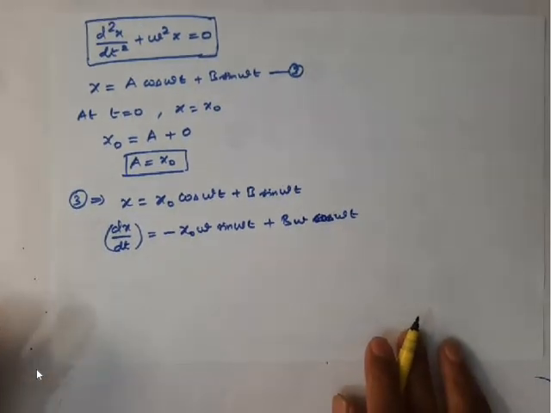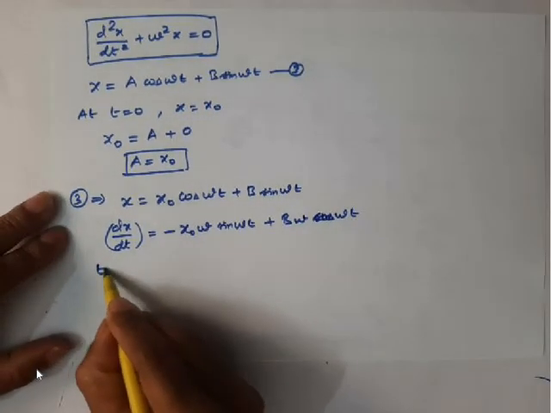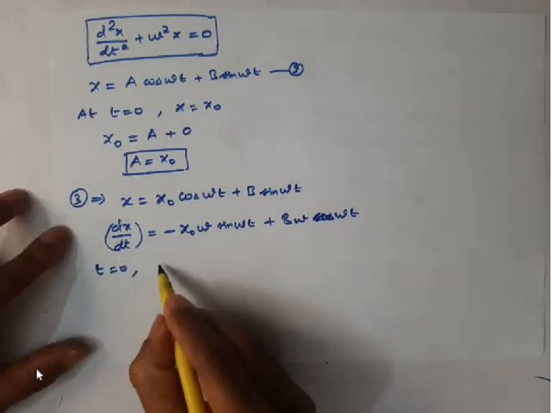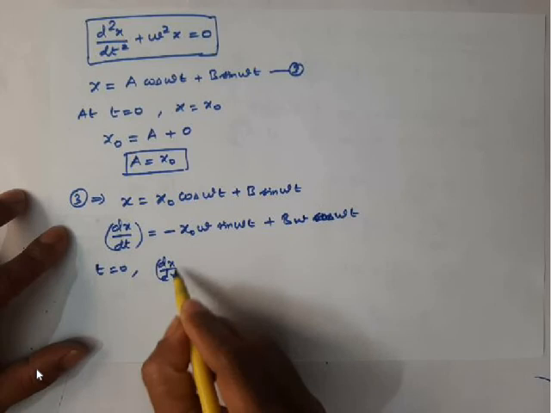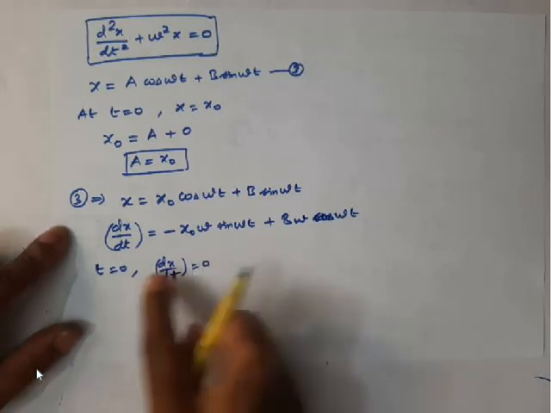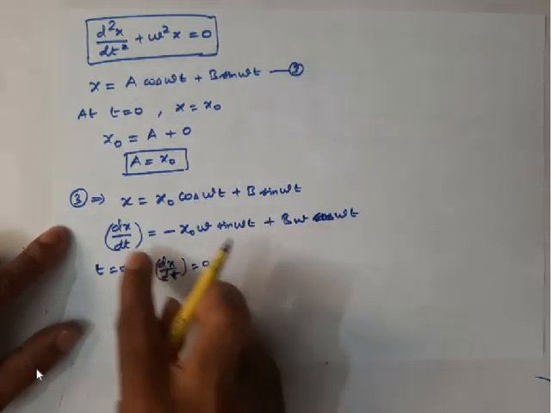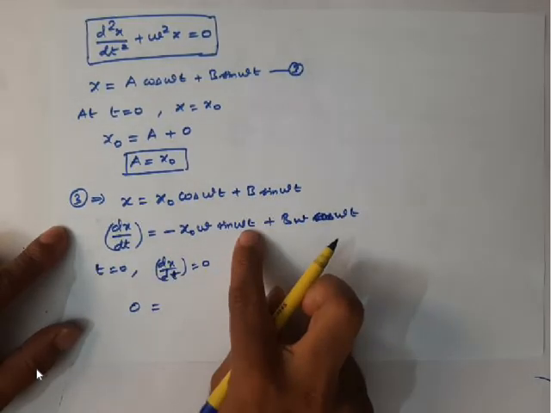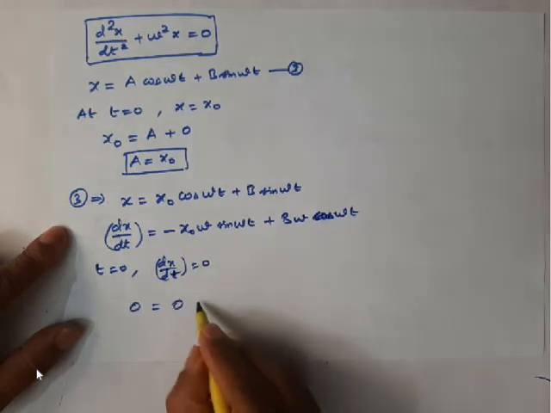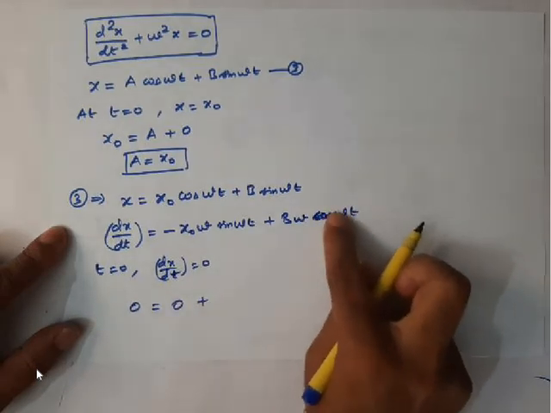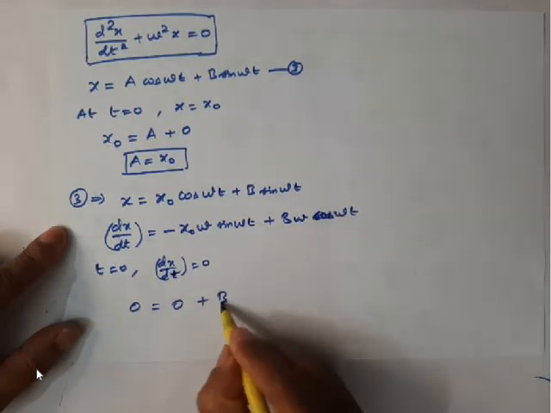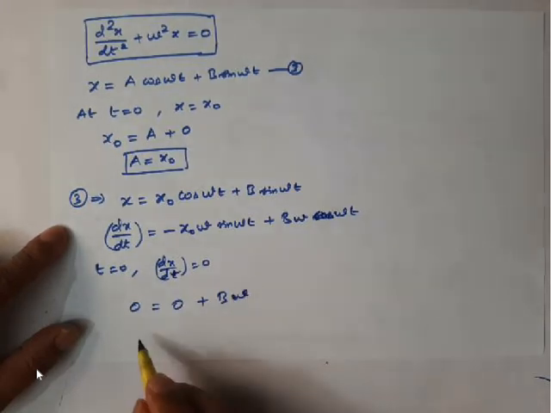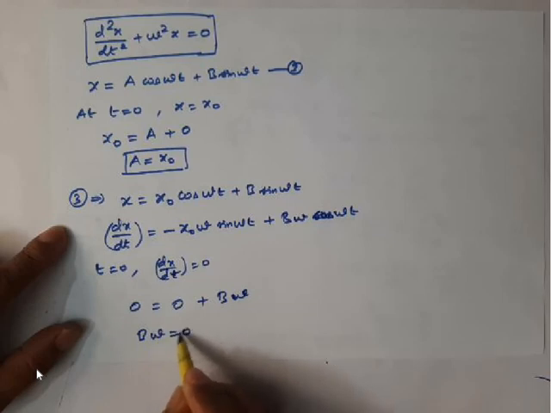Now what is the velocity at time 0? At time 0, the molecule is not moving, so the velocity should be 0. dx by dt should be equal to 0. Right? So wherever t is there, put t equals 0 and dx by dt equal to 0. If I put 0 here, sin 0 is 0, so the entire term becomes 0. Here, cos 0 is 1, so you'll get b into omega, angular frequency. b into omega is 0.